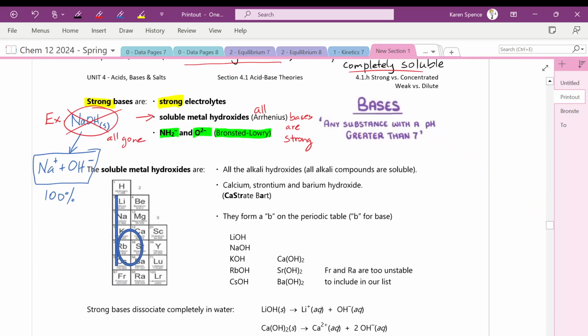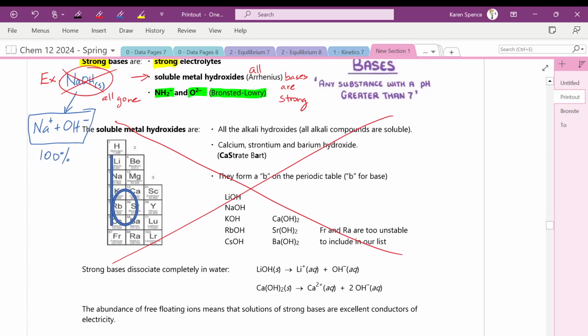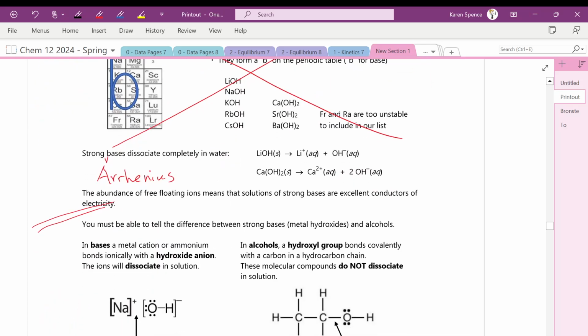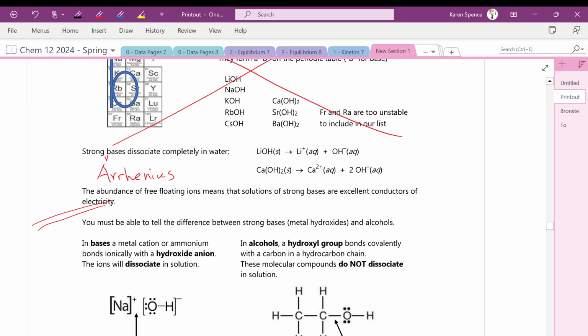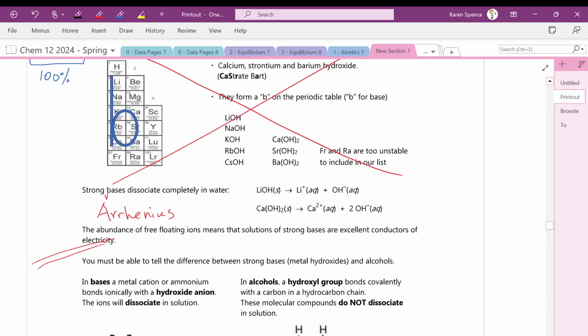You do not need to worry about this. Cross it out. That's for AP. I should have got rid of it for you guys, but I didn't think that far ahead. Strong Arrhenius bases dissociate completely in water. And we didn't make it this far with the other class, so you're not going to need to know anything about alcohols for the quiz because we're not going to make it there. So this stuff is not on the quiz.